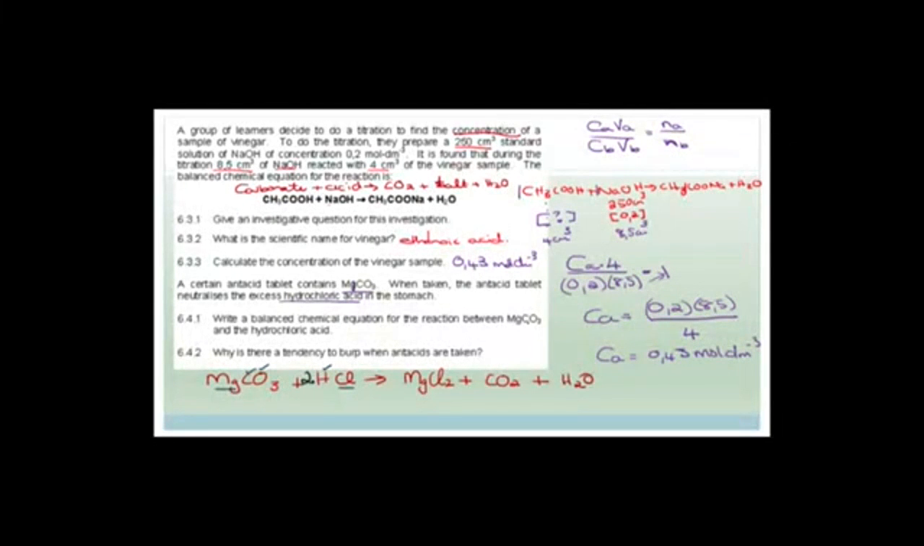Now we need to balance, okay? Because they've asked us to write a balanced chemical equation. So there's one magnesium and there's one magnesium, one carbon, three oxygens, one, two, three oxygens. There's one hydrogen here, but there are two hydrogens here. So if I put a two here, I now have two hydrogens, but I've also got two chlorines, which works because we've got two chlorines there. So there you go. That is now the beautiful balanced equation for the reaction between magnesium carbonate and hydrochloric acid.